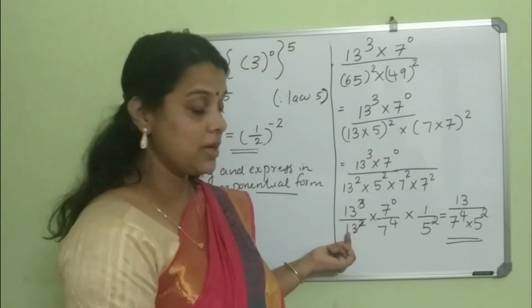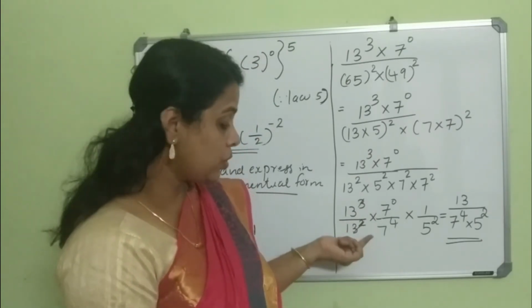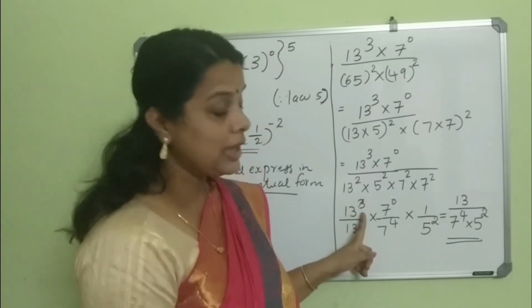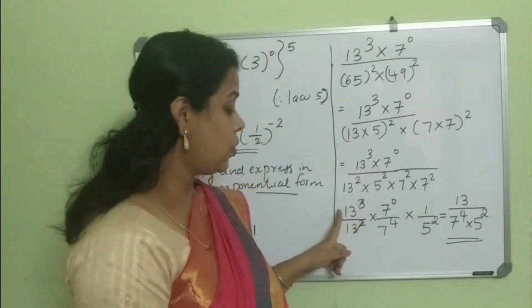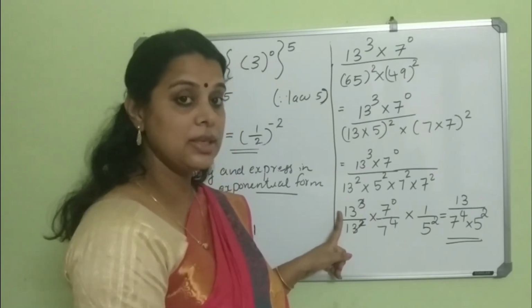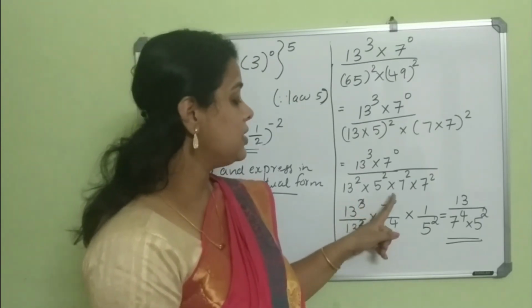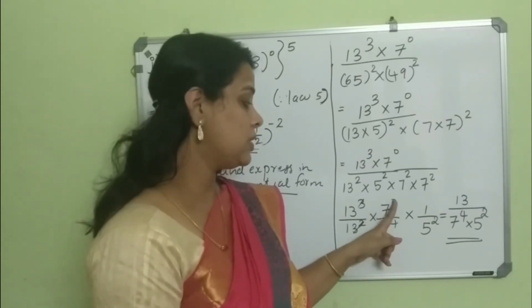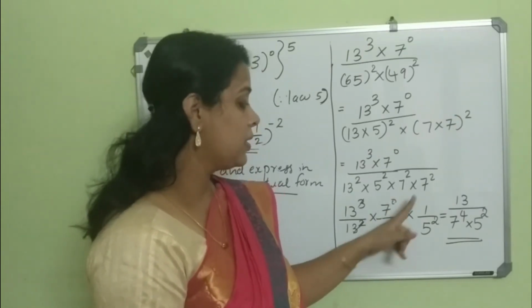Here 13 square, so 13 into 13. So 13 from down and 13 from up we can cancel. So only 13 is remaining in the numerator. 7 raised to 0, 7 raised to 4. 7 raised to 0 means any number raised to 0 is 1, we know.